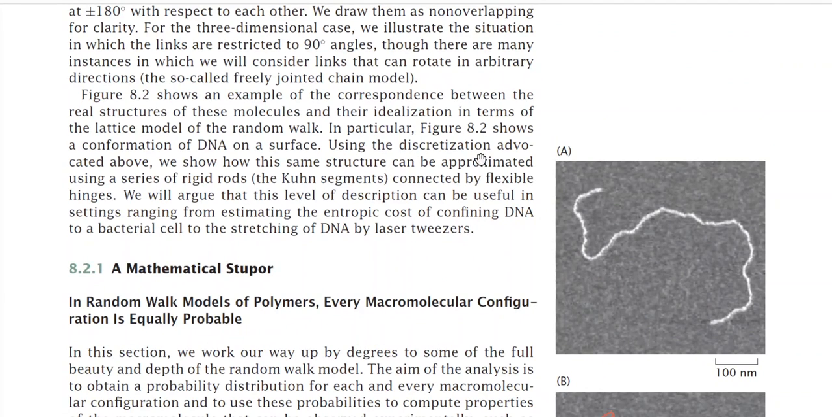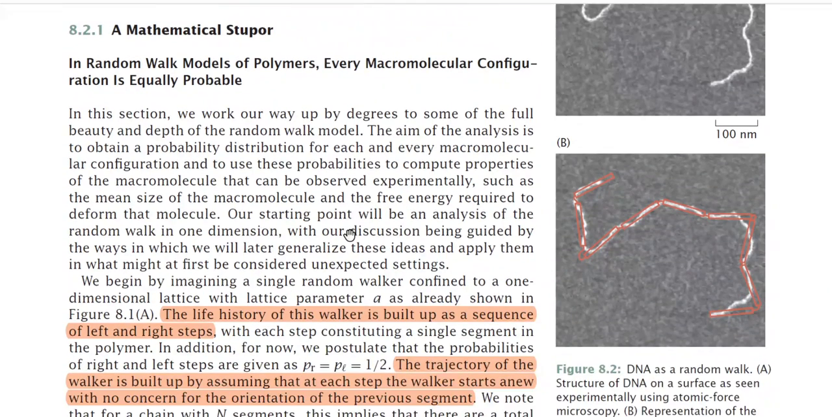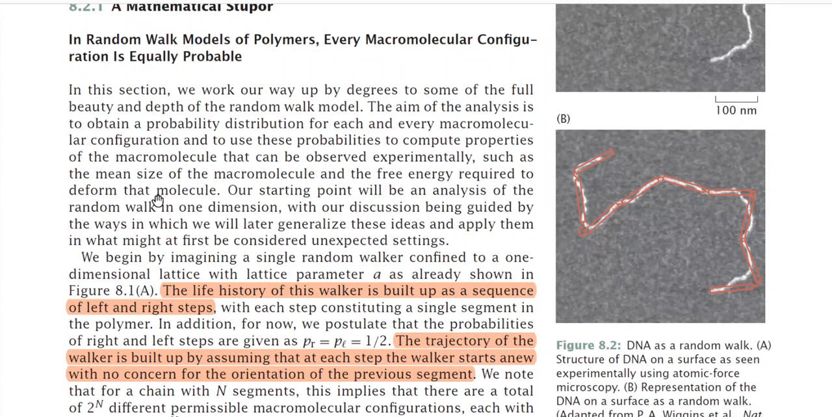Using the discretization advocated above, we show how this same structure can be approximated using a series of rigid rods connected by flexible hinges. We will argue that this level of description can be useful in settings ranging from estimating the entropic cost of confining DNA to a bacterial cell to the stretching of DNA by laser tweezers. So, this particular model that we are going to adopt is a powerful one, and there are many applications for such models.